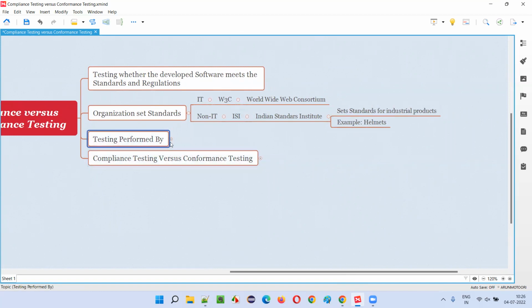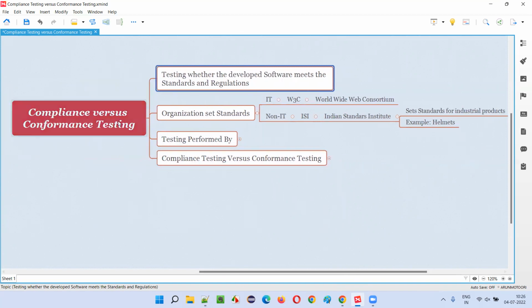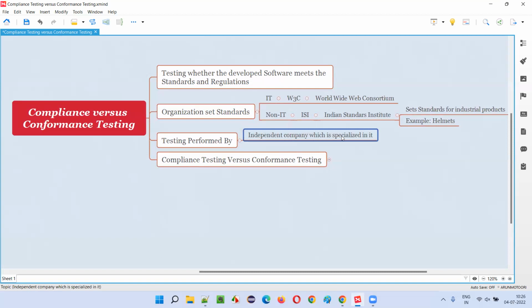So who will perform testing for such kind of thing? Let's not worry about the non-IT world. Let's now come back to the IT world, the software applications related IT world. So who generally performs this compliance testing or conformance testing, where the developed software is tested against the required standards and regulations? Who is going to perform it? Generally, there will be some independent companies, guys, who are specialized in standards and regulations testing. There may be some software companies which are good in software testing, but they are not specialized. So generally the projects will go to the companies who are specialized in testing the standards and regulations.